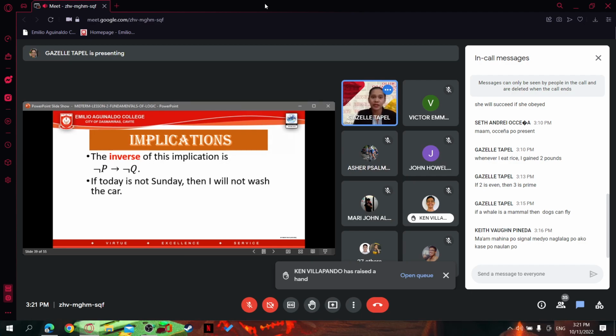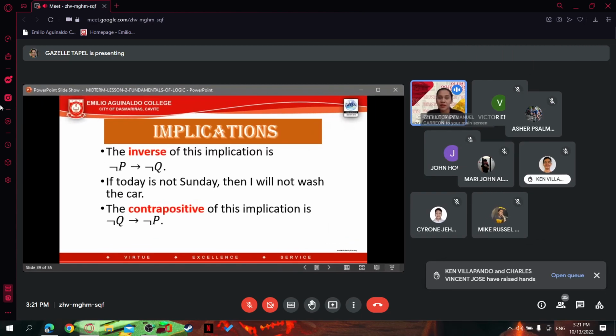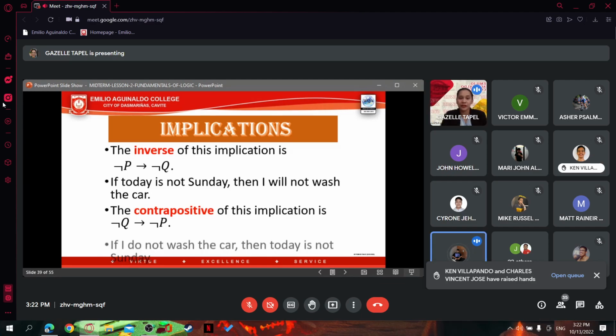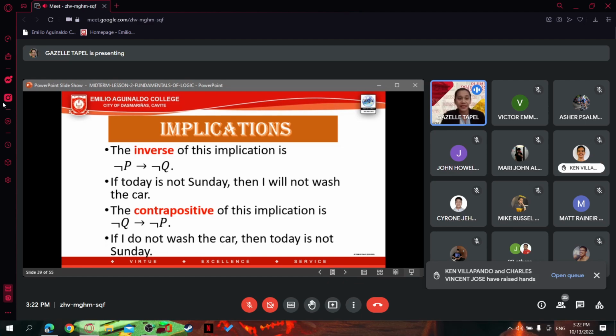See, meron siyang negation. The last one is the contrapositive. The contrapositive is kabaliktaran naman ng inverse. So, sa inverse, yung contrapositive, kukuhanin mo sa sagot mo sa inverse. So, this time, yung hypothesis ng inverse, magiging conclusion. Yung conclusion ng inverse na statement, magiging hypothesis. Or in symbol, if not Q, then not P. Yes, Charles. If I do not wash the car, then today is not Sunday. Correct. If I do not wash the car, then today is not Sunday.